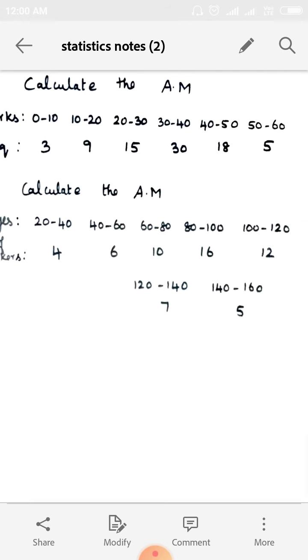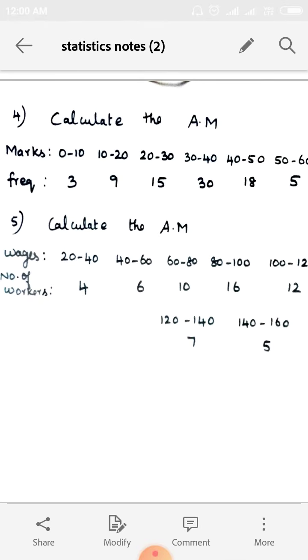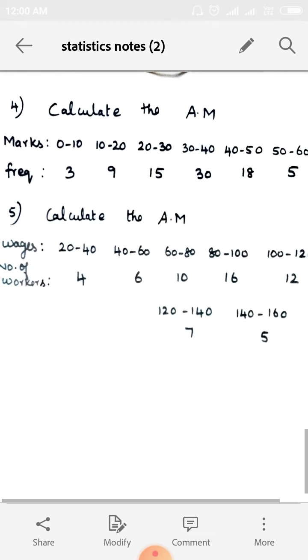See the fifth sum: 20 to 40, 40 to 60, 60 to 80, 80 to 100, 100 to 120, 120 to 140, 140 to 160. What's the class interval here? The class interval is 20. Just find the difference: 40 minus 20, we get 20. 60 minus 40, we get 20. So in this fifth problem, the class interval is 20.